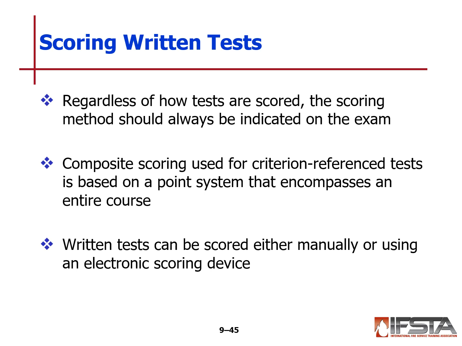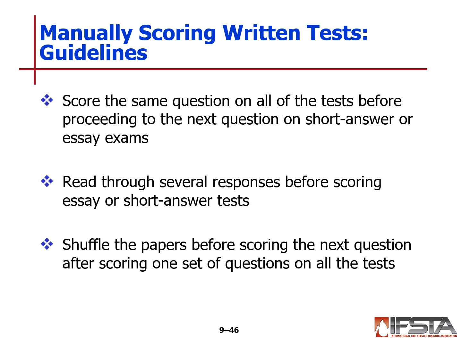Regardless of how tests are scored, the scoring method should always be indicated on the exam. Composite scoring used for criterion reference tests is based on a point system that encompasses an entire course. Written tests can be scored either manually or using an electronic scoring device. When we're manually scoring written tests, here are some guidelines.